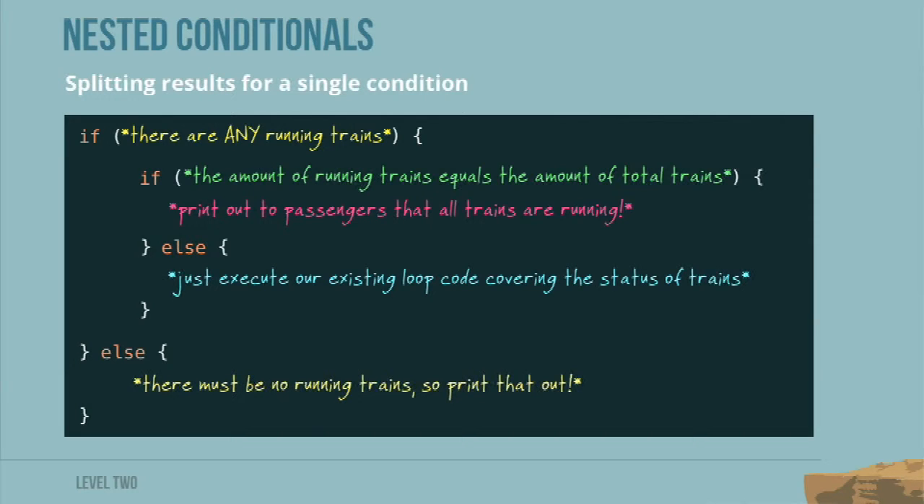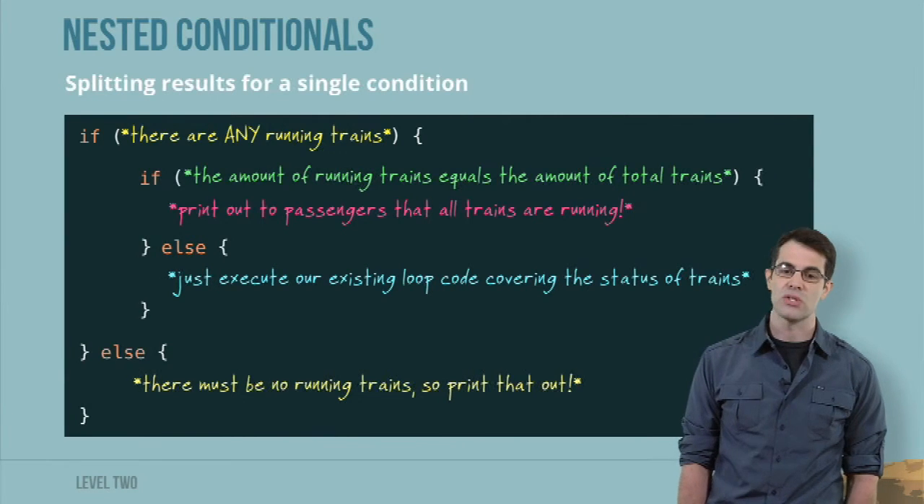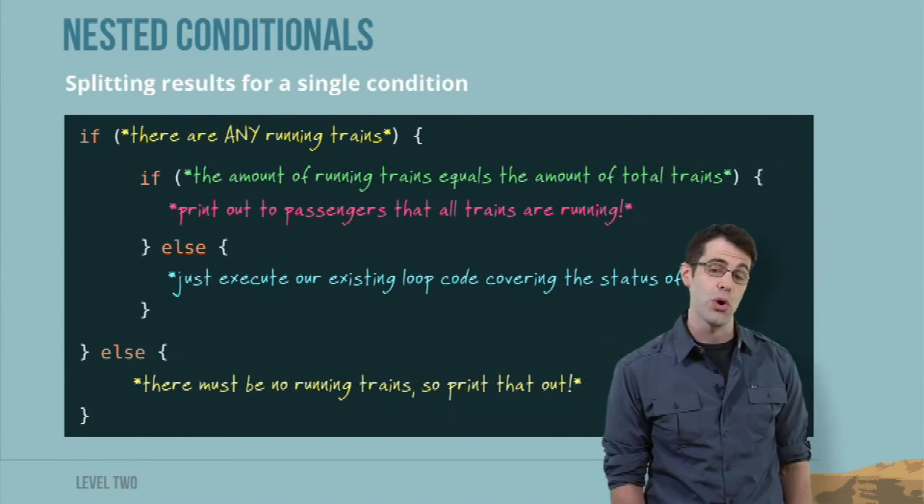How do we know that? Well, if the very first if statement fails, that means there's no running trains, and so we can go straight to the else block and print out that there are no running trains.